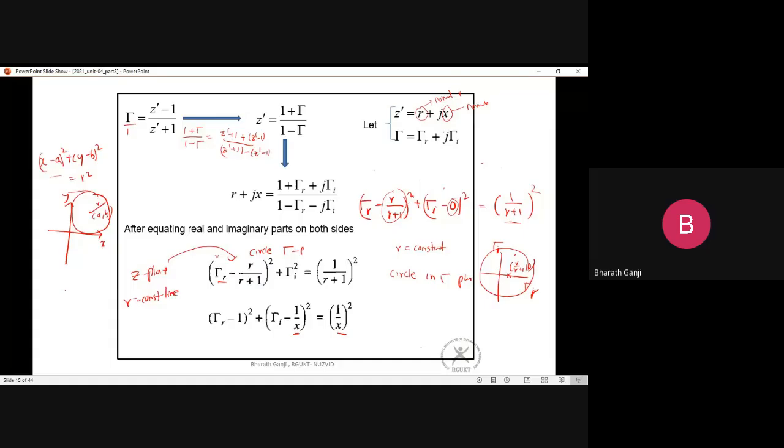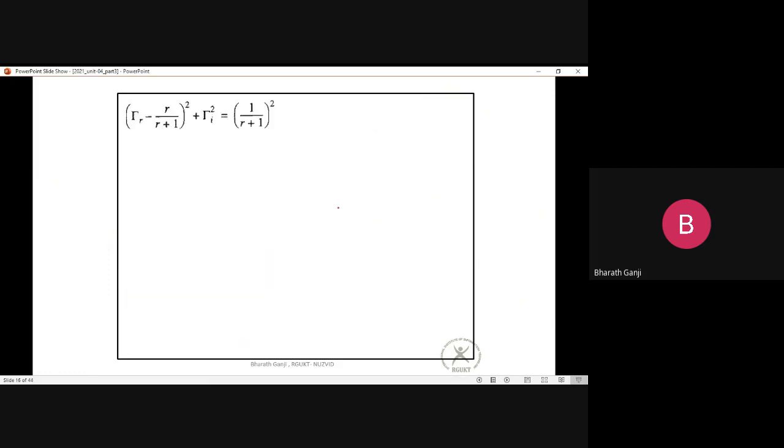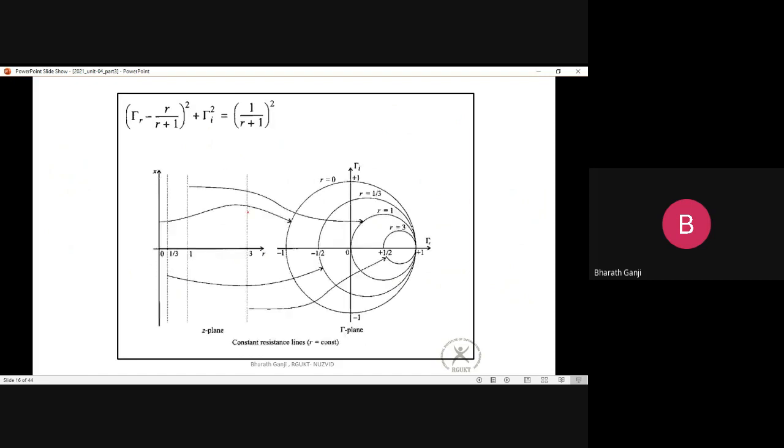Similarly, if you look at the second equation, x equal to constant line in the complex z plane is going to map into a circle in complex plane. Okay, so let us try to understand what that means. So let us take each equation at a time and try to get the analysis here. So let me take the first equation and let me put some values here. Or the final figure is something like this. So what I'm trying to say is r is equal to constant lines.